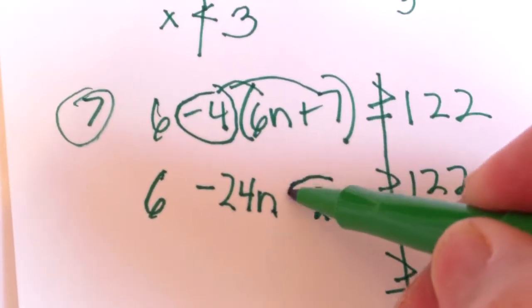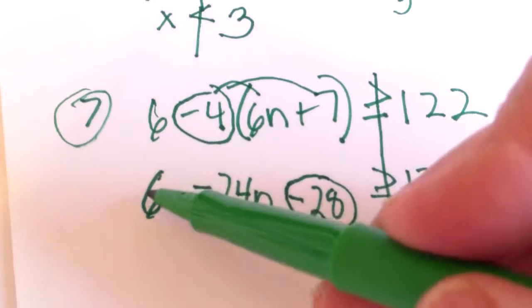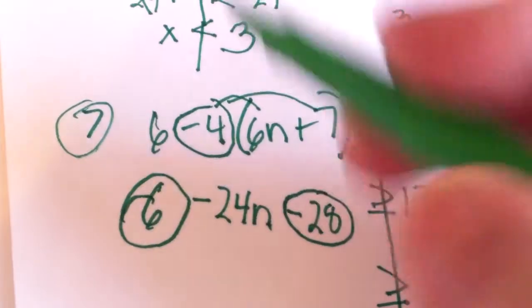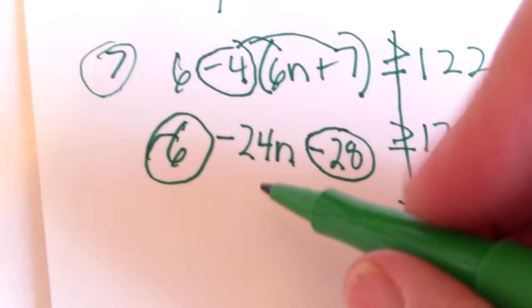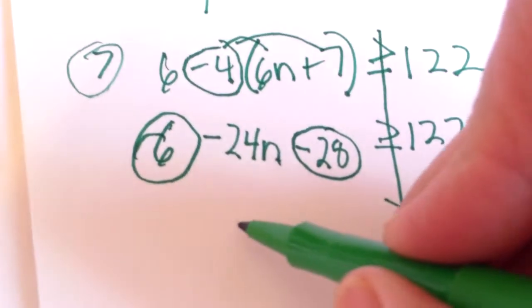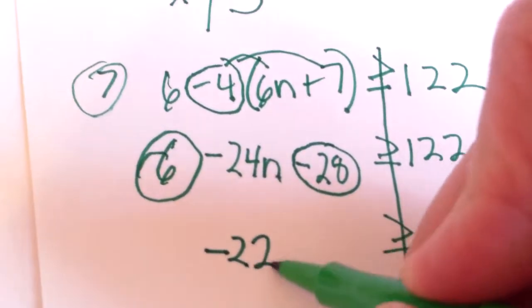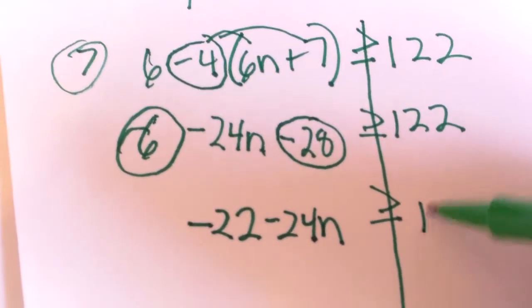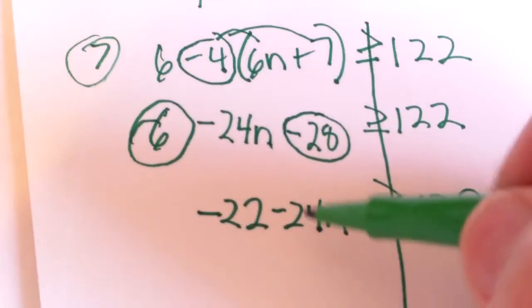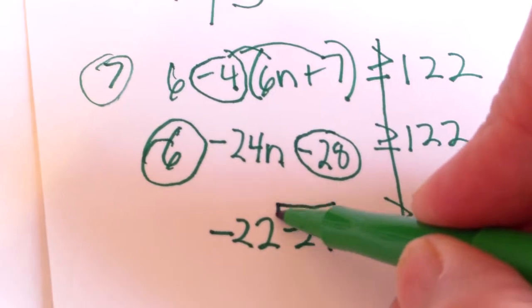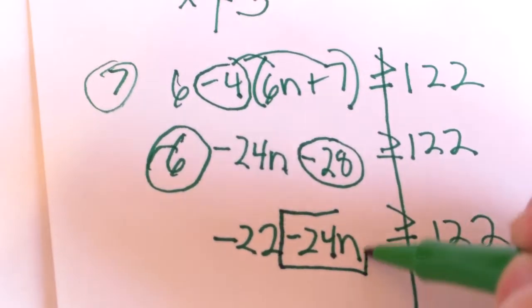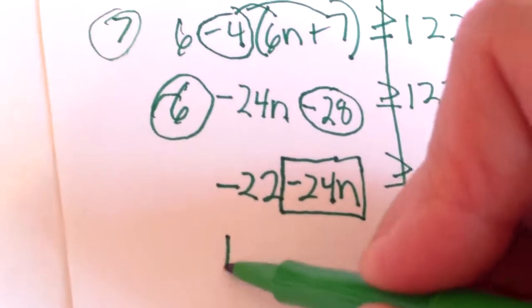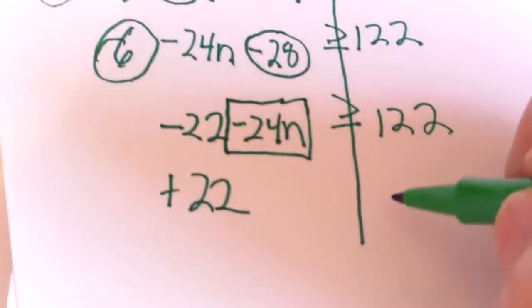I'm going to combine 28 negatives and 6 positives. Since I have more negatives than positives, that's a negative 22. It's going to be negative 22 minus 24n, and I have my 122 over here. I want to get negative 24n alone, so I got to get rid of negative 22 by adding 22 to both sides.